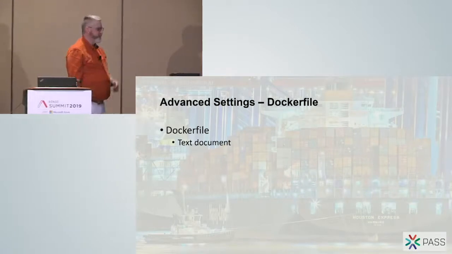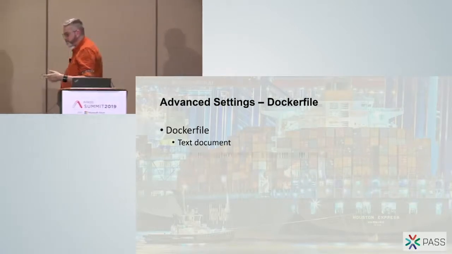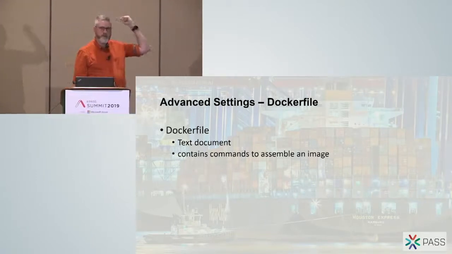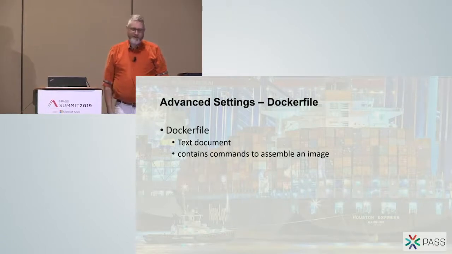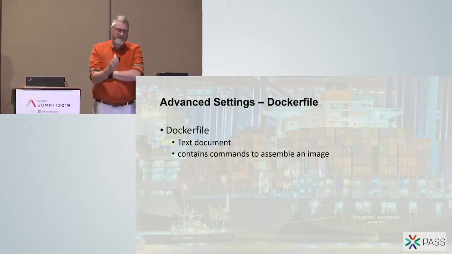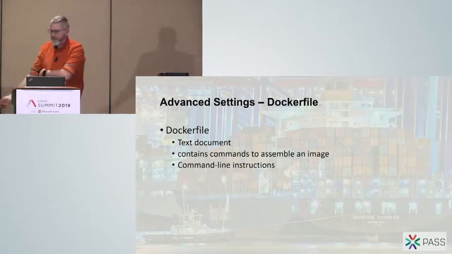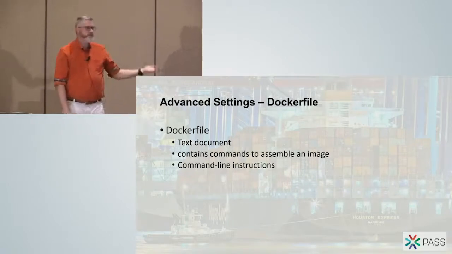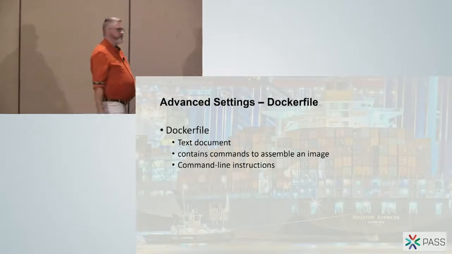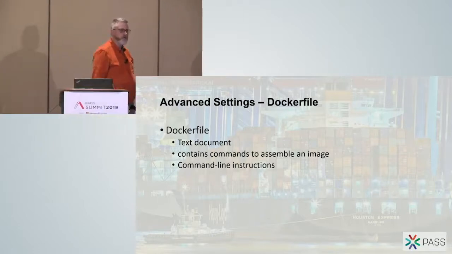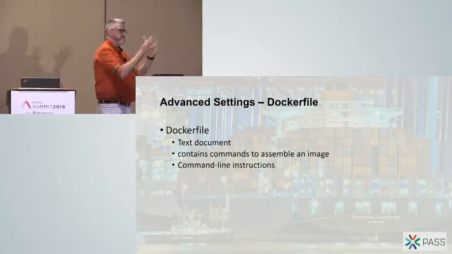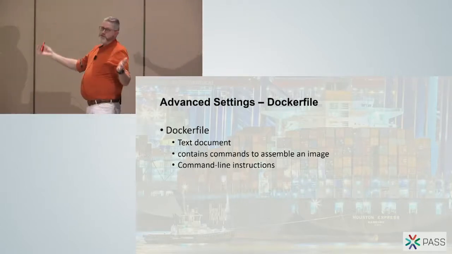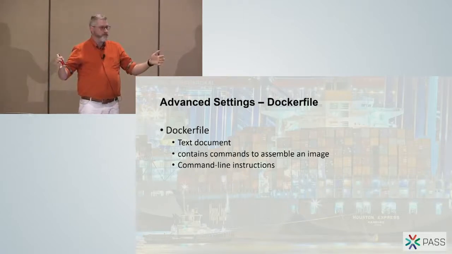Dockerfile. This is fun. It's basically just a text document, but it contains the commands to assemble an image. It's command line instructions, basically. So I say, I want you to use the SQL Server image. On the C drive, give me a SQL Server directory. Take these files that I have sitting in a directory on my local host, and when you build this image, attach these files in, building my own version of the SQL Server image that I'm using for my container.